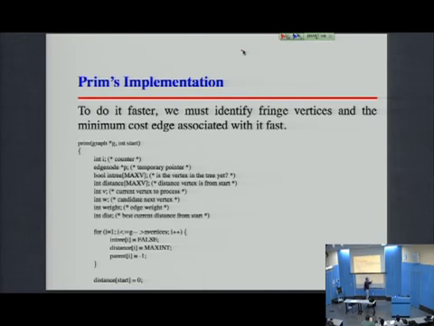Or there might be an edge from 3 to some other vertex, like 5. Suppose there is an edge from 3 to 5 of weight 4. Then we have discovered a cheaper way to link 5 into the tree. Does everybody see that? So what is the basic idea here?